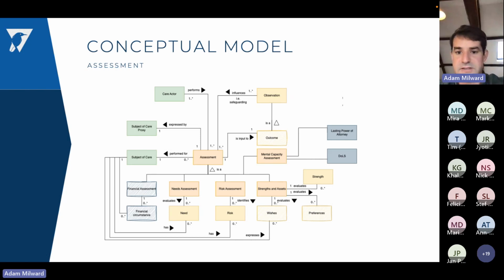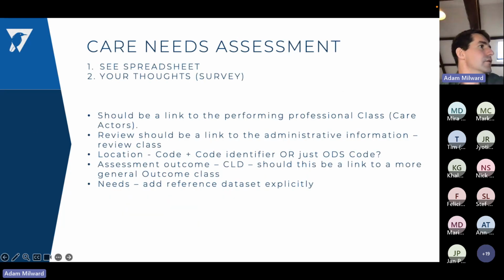So this is the high level information. There's an outcome from that assessment, and then there are potential observations that feed through to the assessment and the reassessment, and the different care actors who are performing the assessment, and potentially the subject of care and the subject of care proxy, if relevant. So the care needs assessment. I think there's some technical stuff, but I'll go through it so that people have an idea.